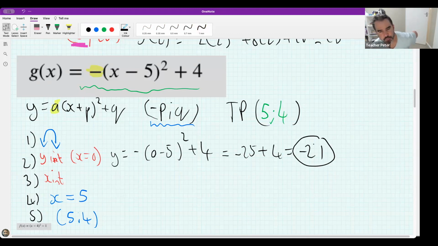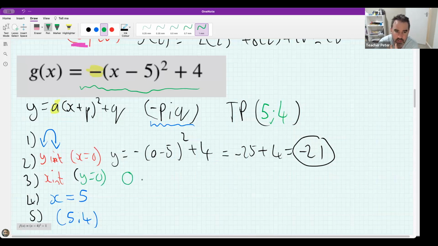Did some of you write 4? I bet some of you wrote 4. I've been doing this long enough to know, some of you definitely wrote down 4. Okay, so the y-intercept is minus 21, but watch out because we tend to think the y-intercept is always easy. But when you have it in the alternate or the turning point form, finding the y-intercept actually takes a bit longer. The x-intercept is also a bit different, but in some ways it's a little bit easier.